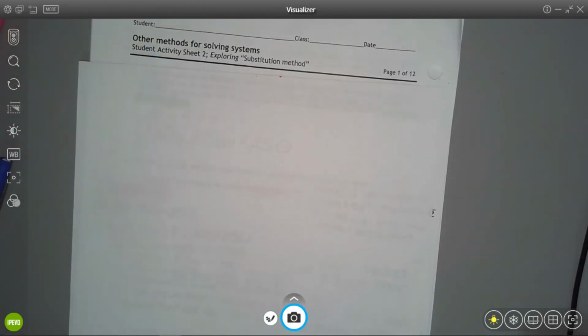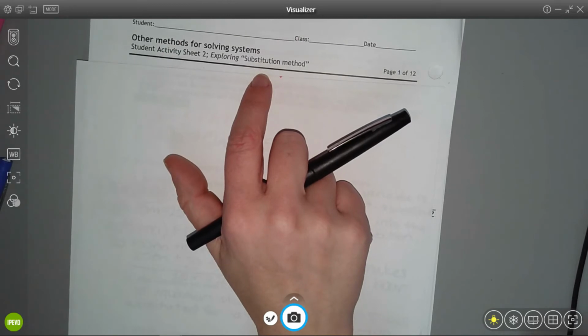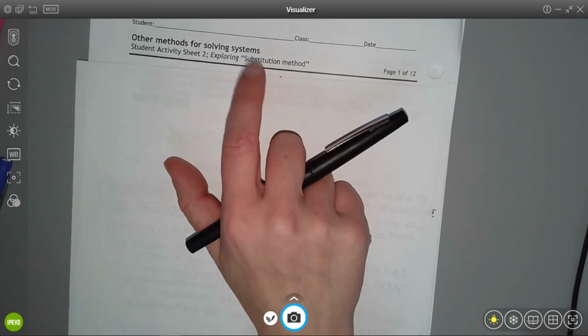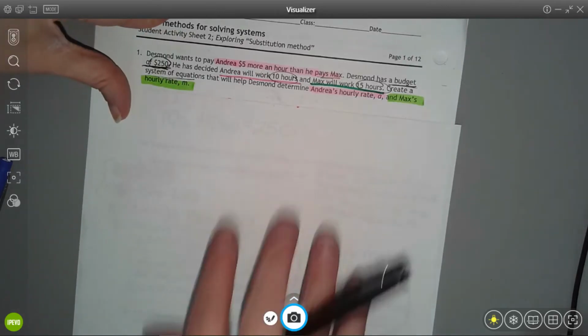On activity sheet 1, we talked about how there's not just the method of graphing systems, and that we can use what we call two other algebraic methods. We're going to talk about the first one, substitution, today. So let's take a look at this example problem.